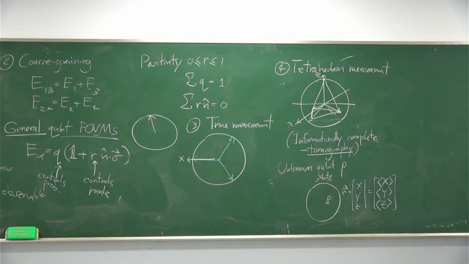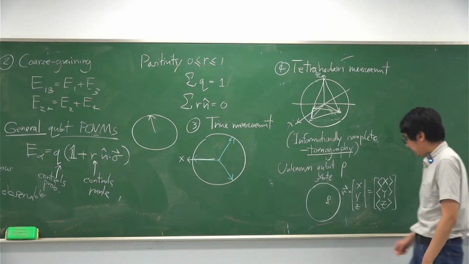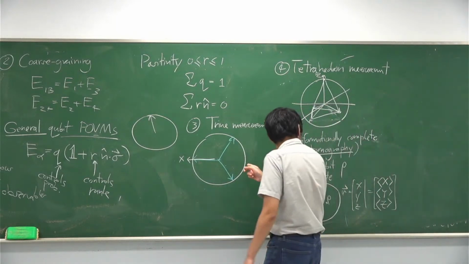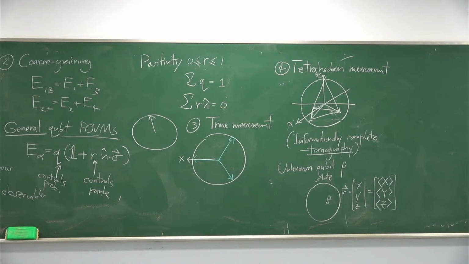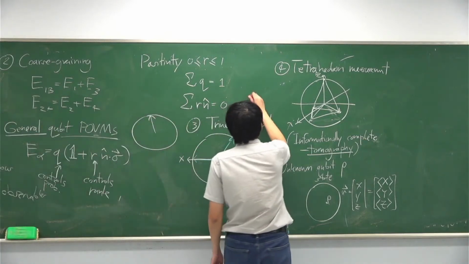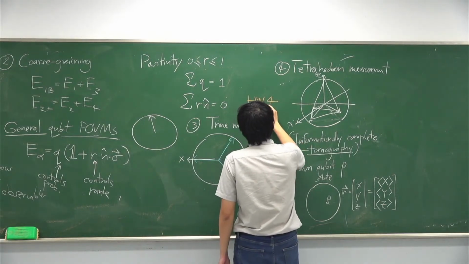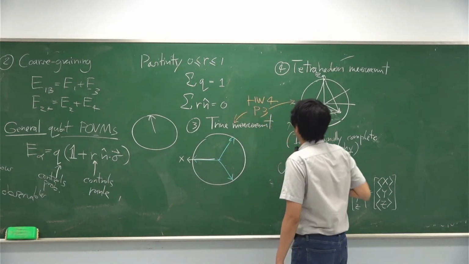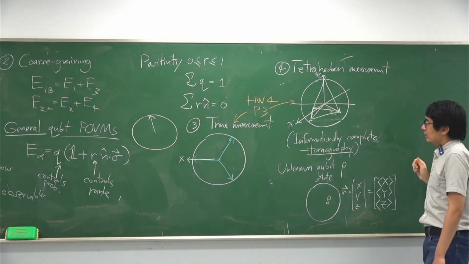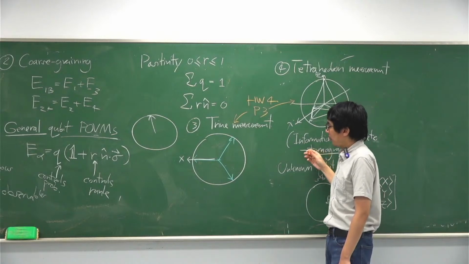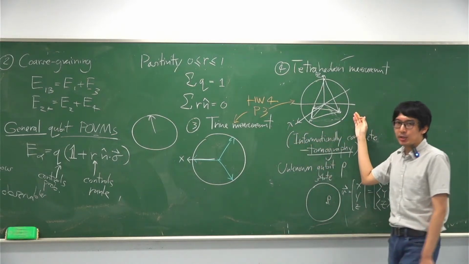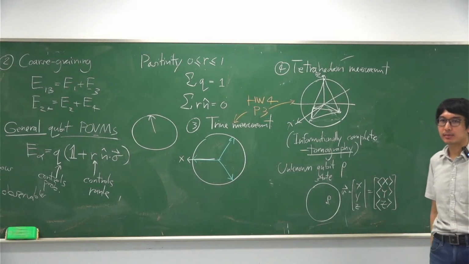Any questions at this point? Okay, there's one more example that I want to give. And by the way, these are in homework set 4, I think problem 3. You find out how to extend the trine and the tetrahedron measurements to projective measurements in a larger Hilbert space.